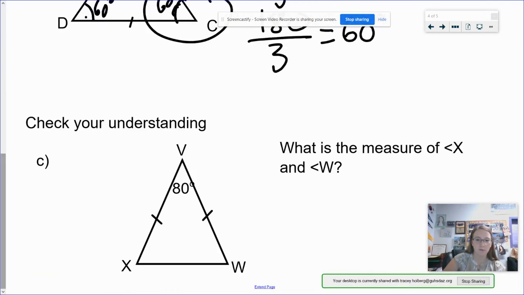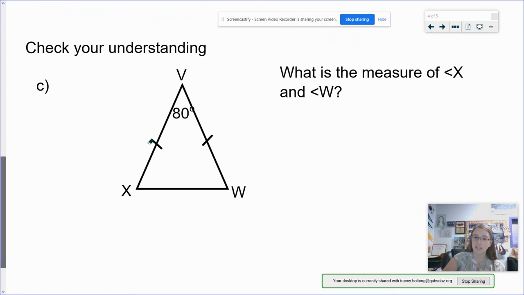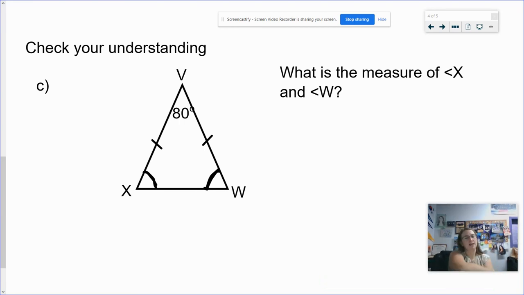Now let's try it with this last one. Now this is an isosceles triangle. So remember what we know about isosceles triangles. They also have their base angles congruent. These are the same. This is a bit of a challenge now. Think about, go ahead and try it, what X and W would have to equal. They're going to equal the same thing. What would they have to equal so that everything adds up to 180? We've got 80 degrees so far. Think about how many degrees are left over to be split between those two angles. Go ahead and try it.